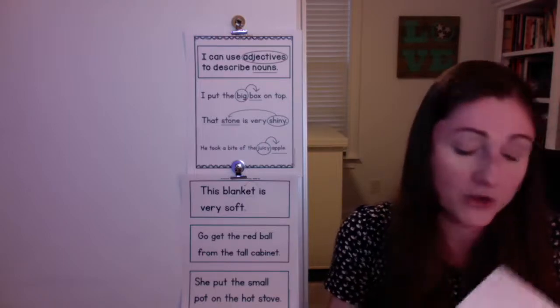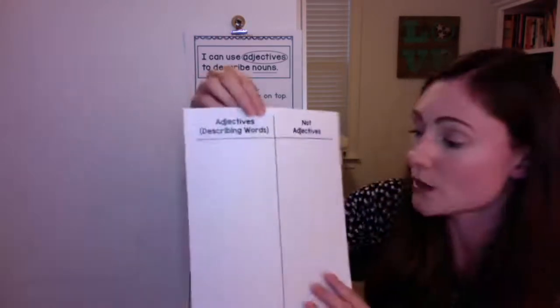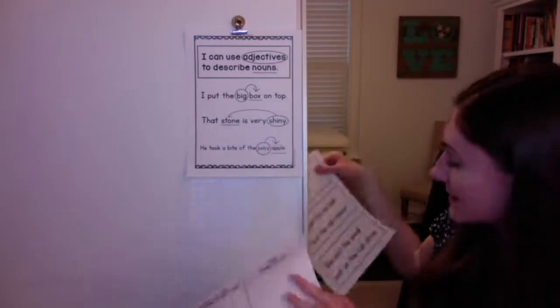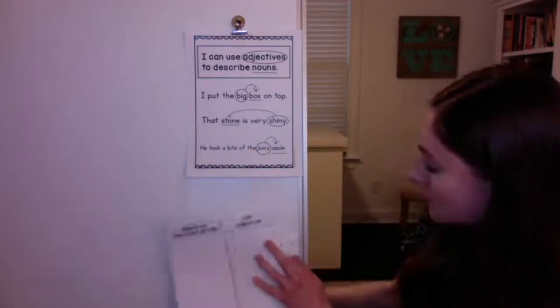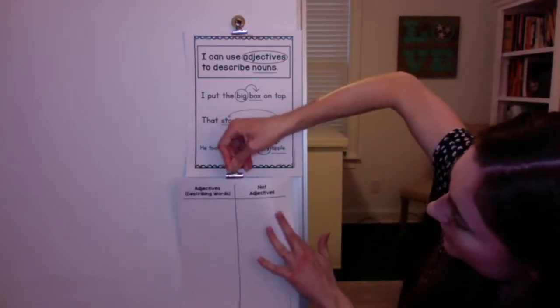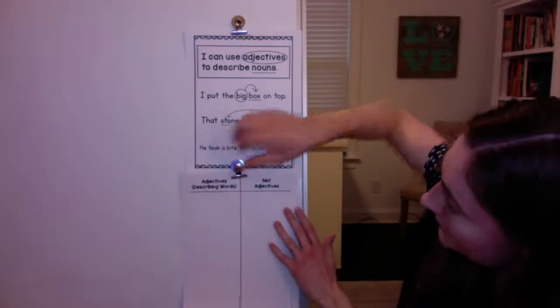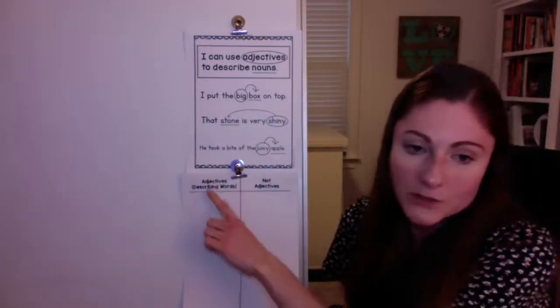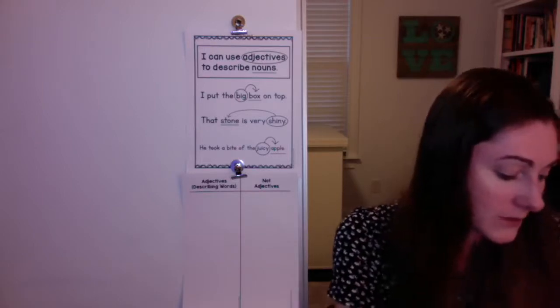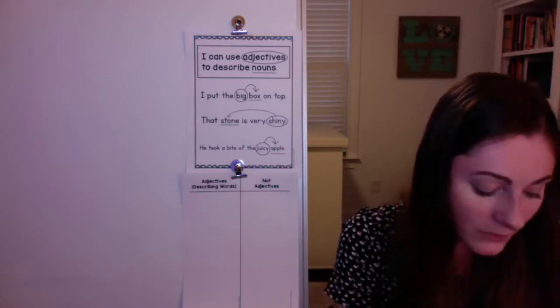Now here's an optional activity that you could have the kids do for independent work if you wanted to. I have it in the explore portion of the lesson, but it could probably also go for practice. In this activity, kids are classifying words as either adjectives or not adjectives. So they just have a half sheet of words.